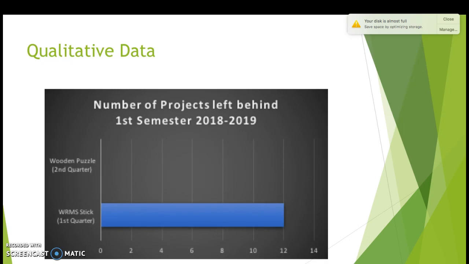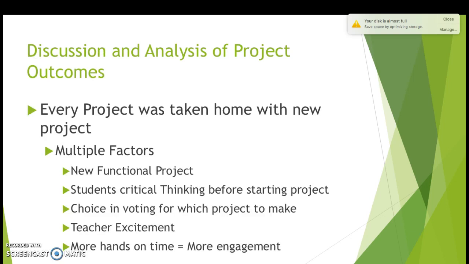However, for the qualitative data, when we counted the number of projects left behind at the end of the second quarter versus the number at the end of the first quarter, there were 0 projects, 0 puzzles left on the drying rack. All students took their projects home, compared to 10% of students who left their projects behind in the first quarter. Every project was taken home, and that was fantastic.